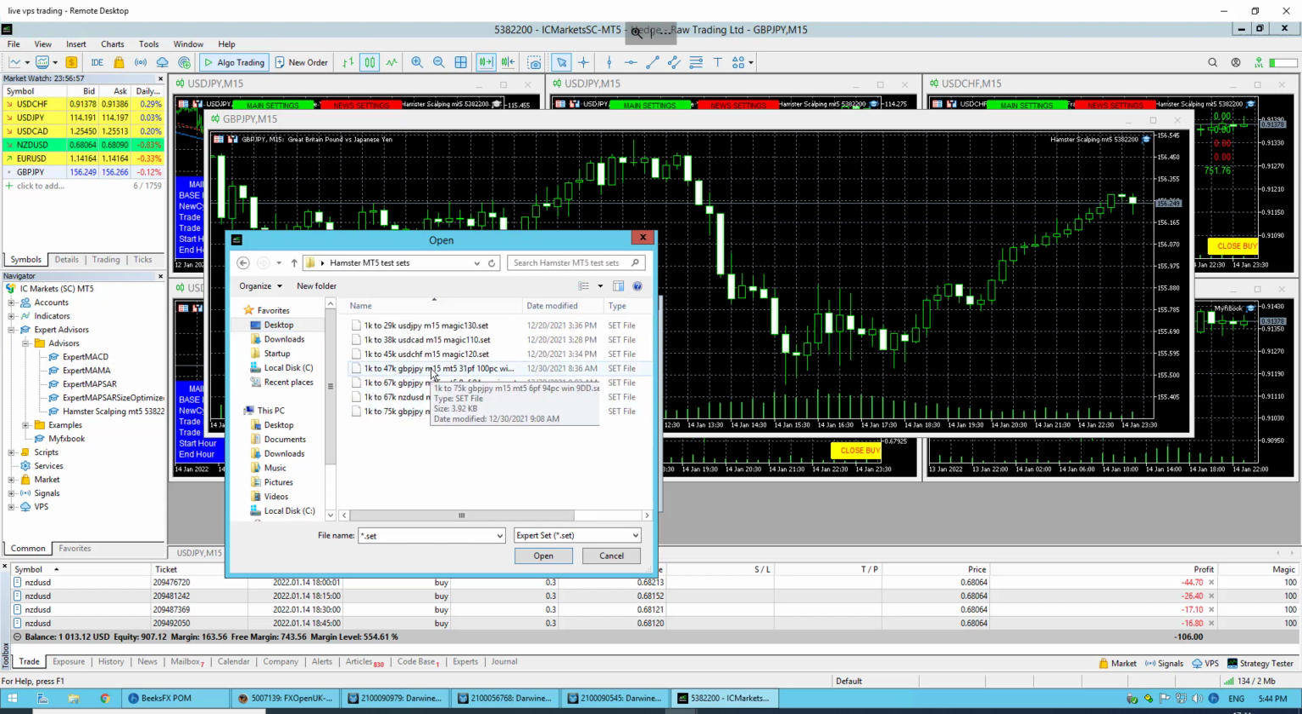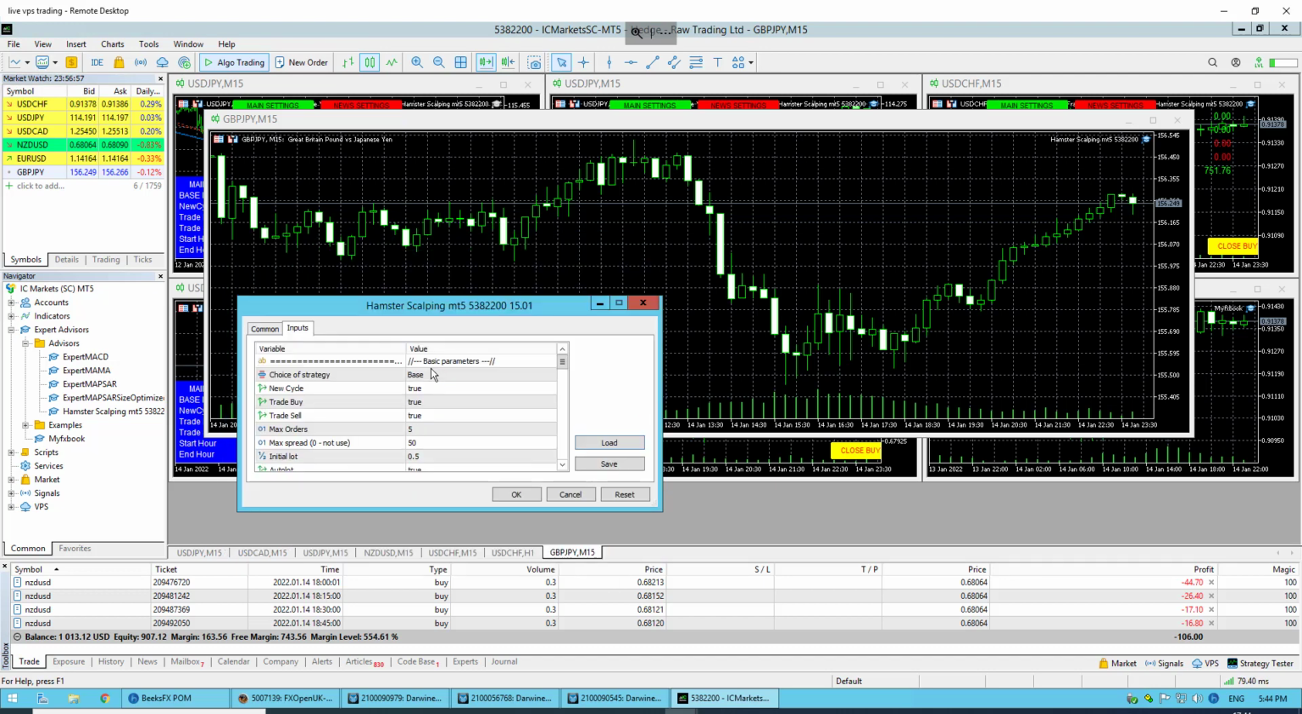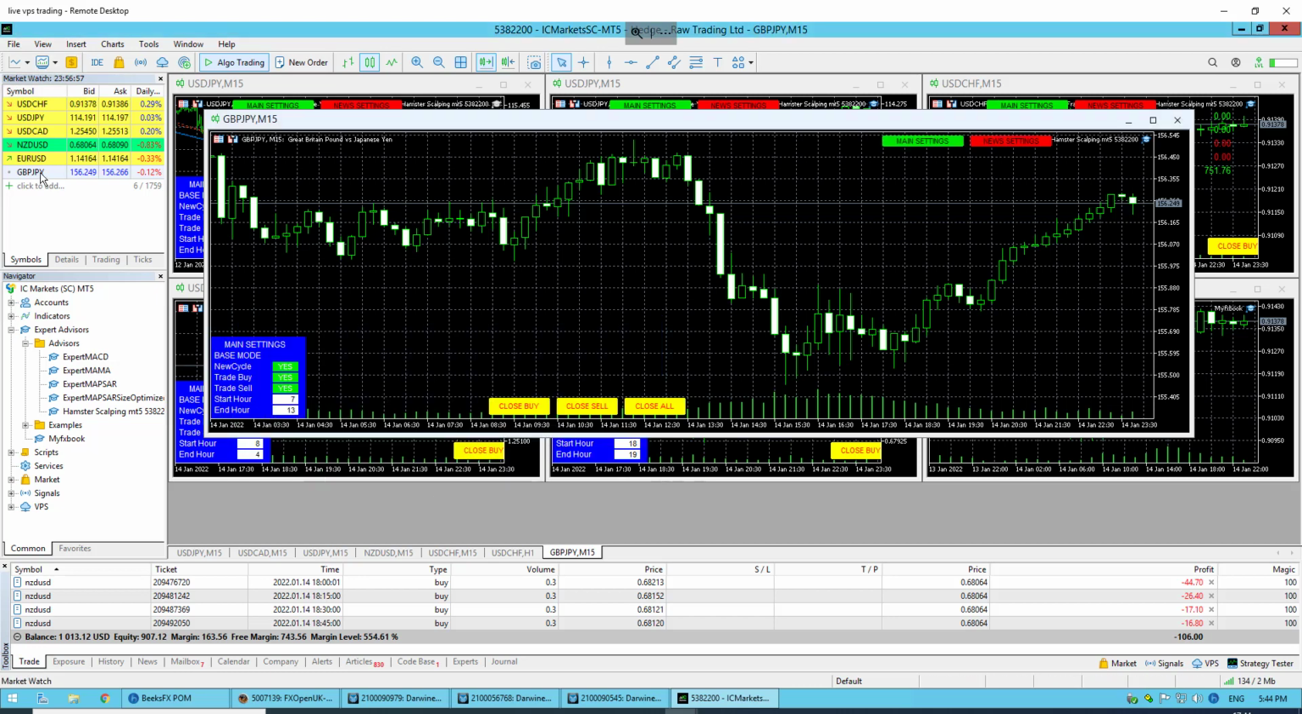I'll start with the 47 one first. So let's put that in there. I'm going to change the initial lot to 0.01. Also make sure I change the auto lot to false. Yep. And then the other thing to remember is the magic number. I already had some, so I'm just going to use 200 for this one. This one done.